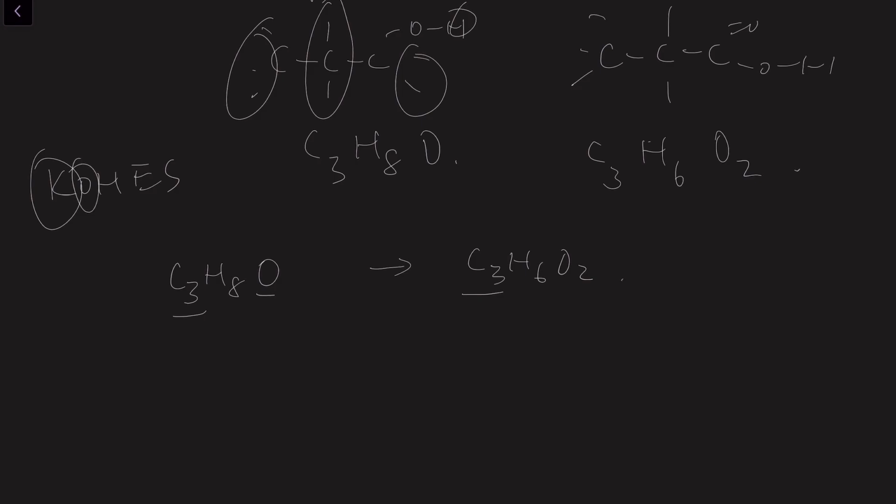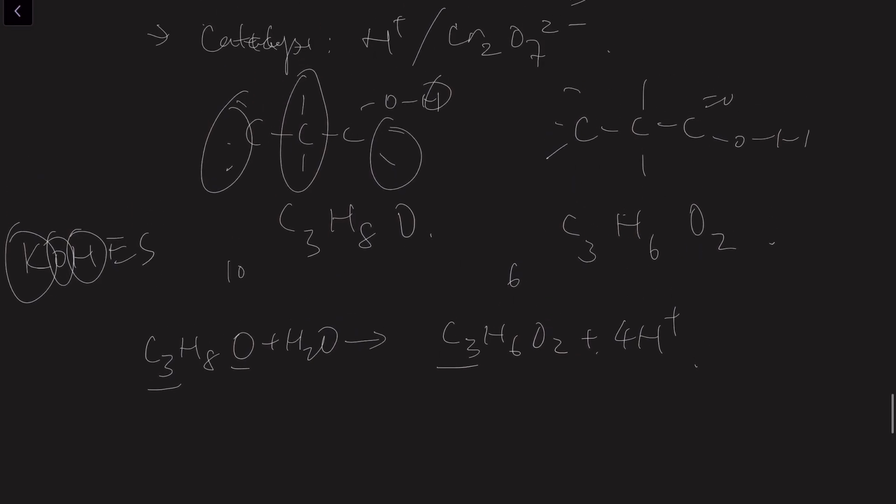On the left-hand side, we have one oxygen, and on the right-hand side, we have two oxygen. So we add H2O to balance the oxygen. Then we look at the hydrogen. On the left-hand side, we have 10 hydrogen, and on the right-hand side, we have 6. So we add 4 hydrogens by using the acid in the solution. So we have H plus as the acid.